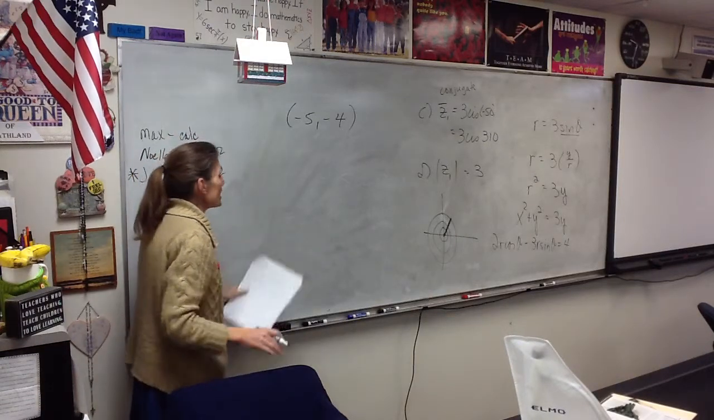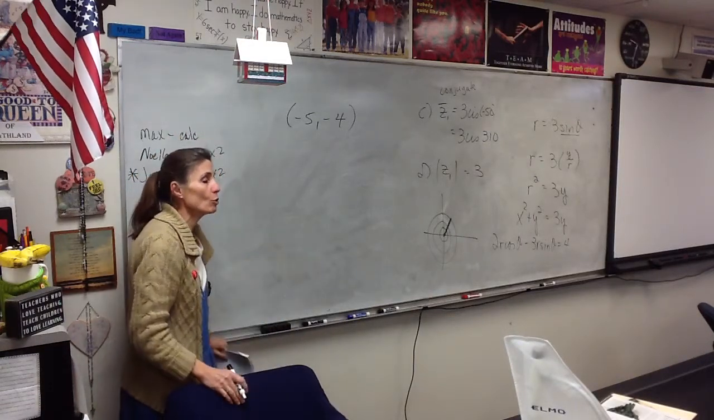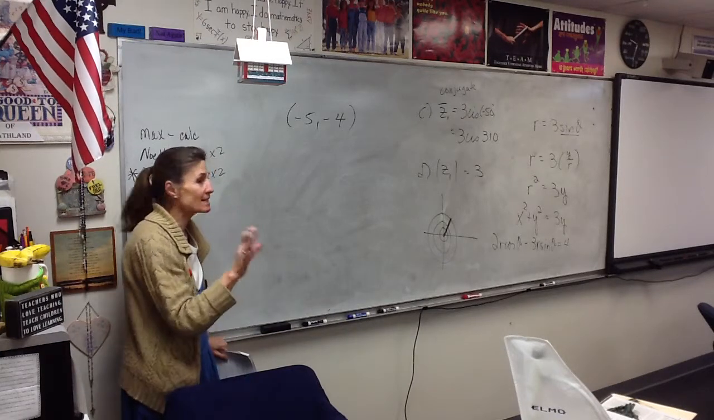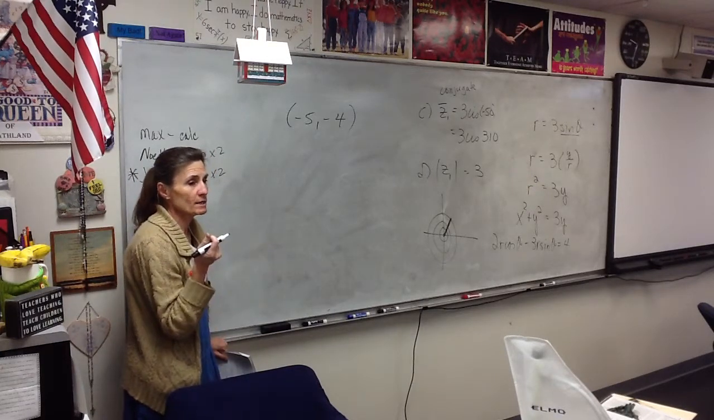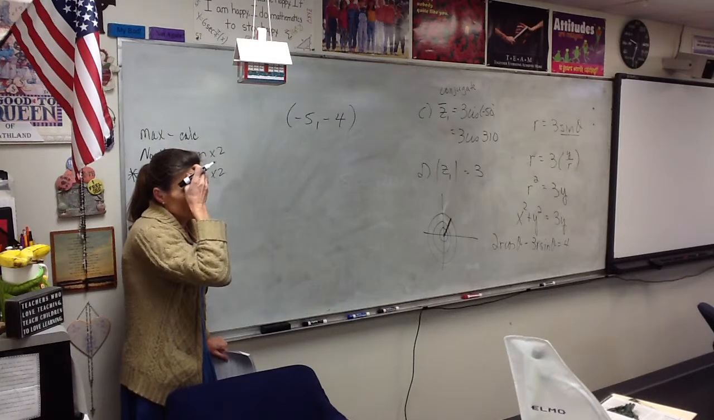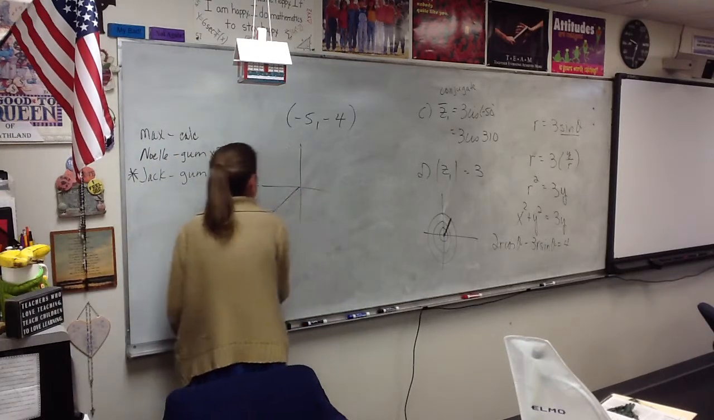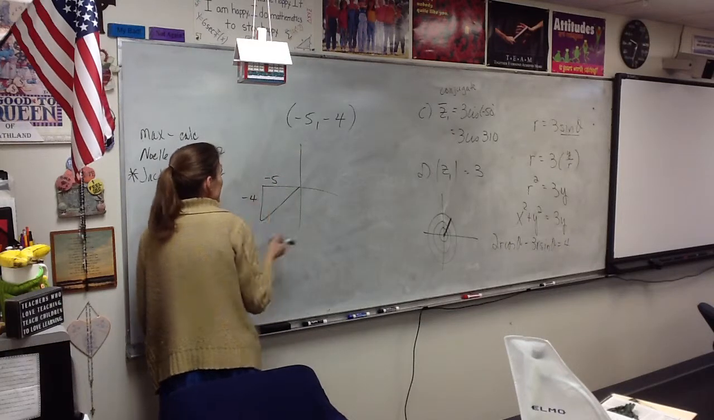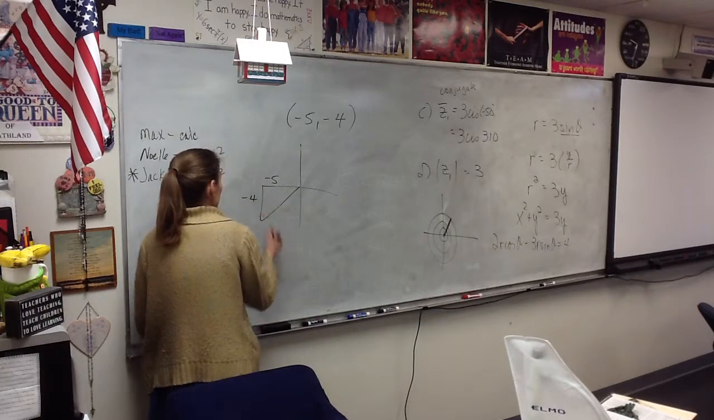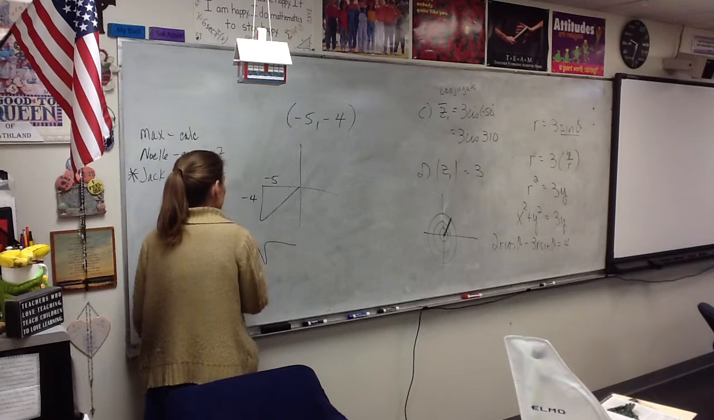All right, we're going to change this into polar coordinates. Now, that's easy. What do polar coordinates mean? R and theta. We've been doing that all morning. You draw a picture of it, find R and theta. So R would be the square root of 41.